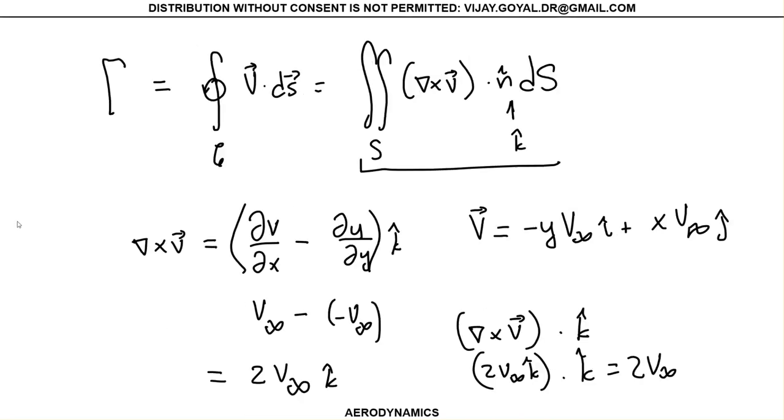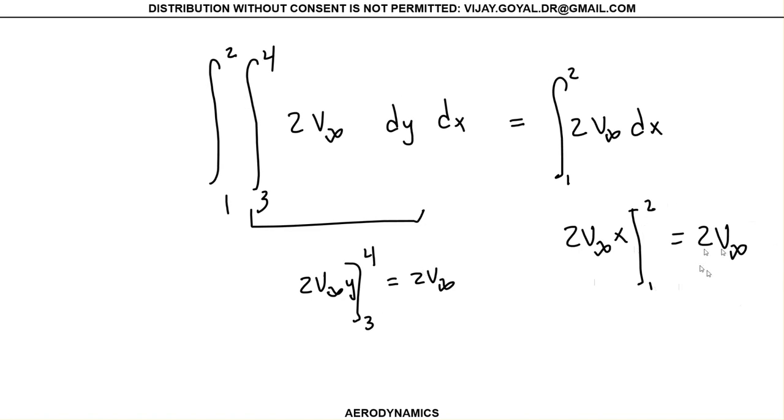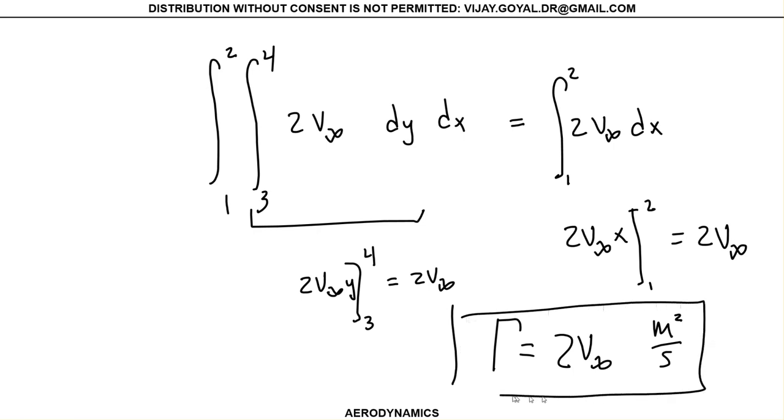So as you can see, when I did this problem, I got 2 times v infinite. When I did the right-hand side from the Stokes theorem, I also got 2 times v infinite. Okay, so they have to give me the same answer because it's the same equation. Stokes theorem actually is equal to the double integral. Okay, and that's what we call the Stokes theorem. So this concludes example number 3.